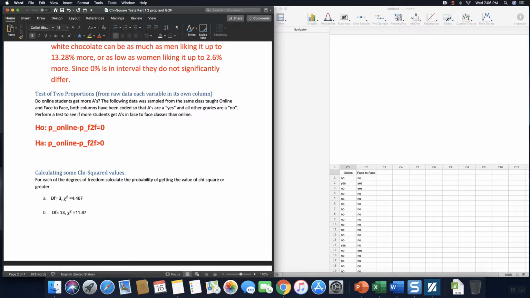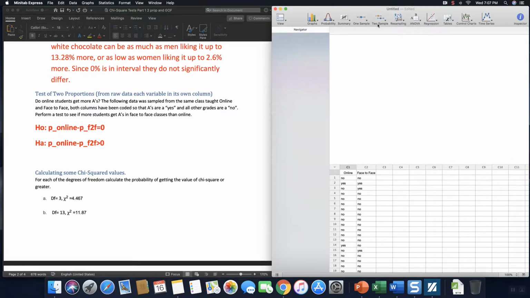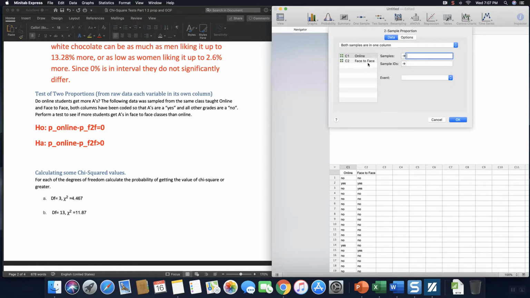So I've got this set up, so I'm finally going to do a greater than. And notice in particular I'm doing online minus face-to-face. I'm going to have to be very careful with my order in my 2-sample test on Minitab. So I'm going to click over here to 2-sample test, go down to proportions. Now I don't have this situation where everything's in one column and I have to separate them using another variable. I do have this situation where each sample is in its own column. Go ahead and click on that guy.